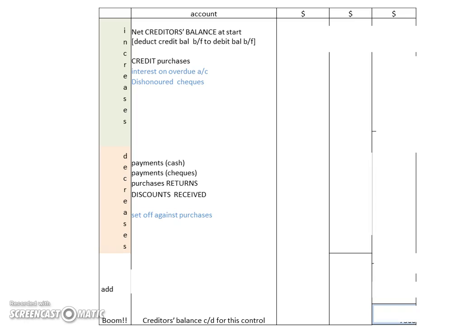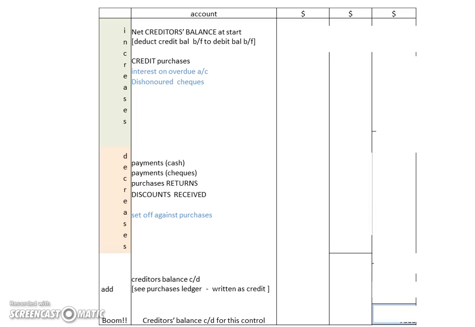And the ones that will reduce it will be the payments that I made, the returns, the discounts I received from the suppliers, and the set-offs against our sales. So that then would mean that I'll add back the balance on the book at the end to arrive at my creditors balance carried down for this control.